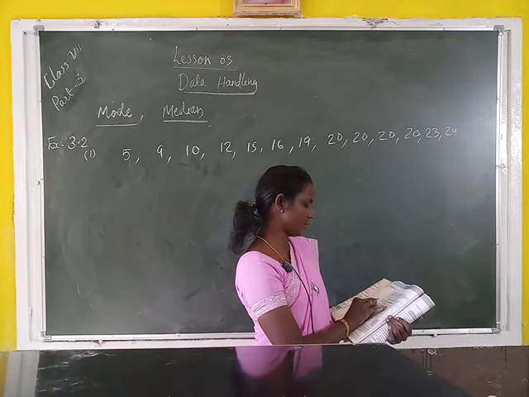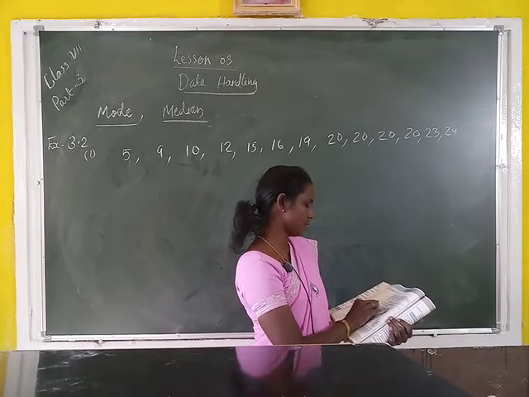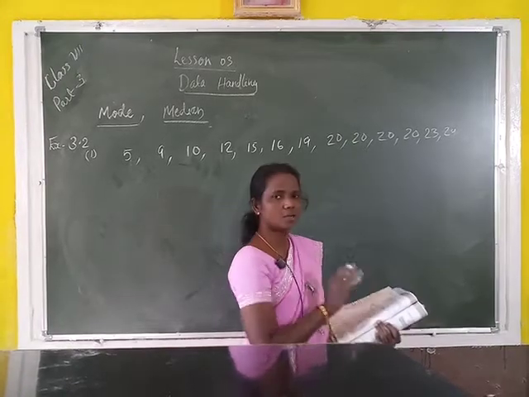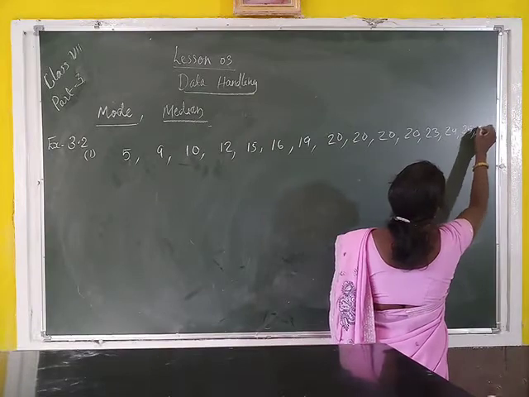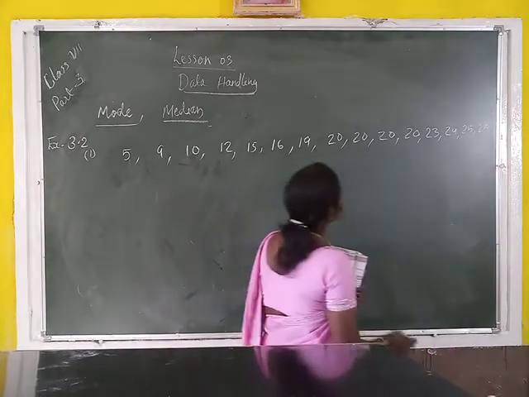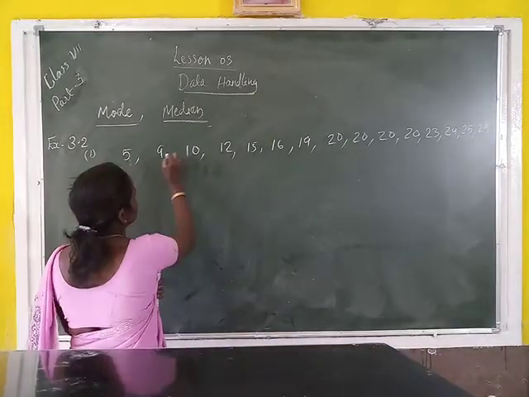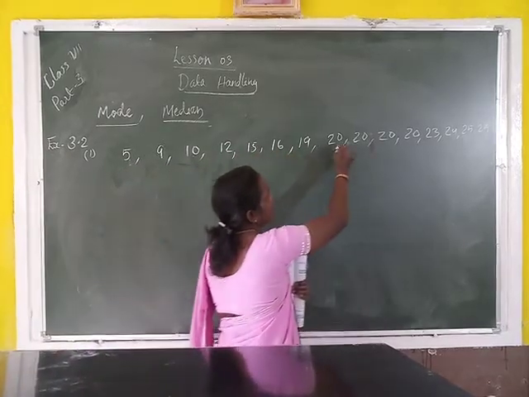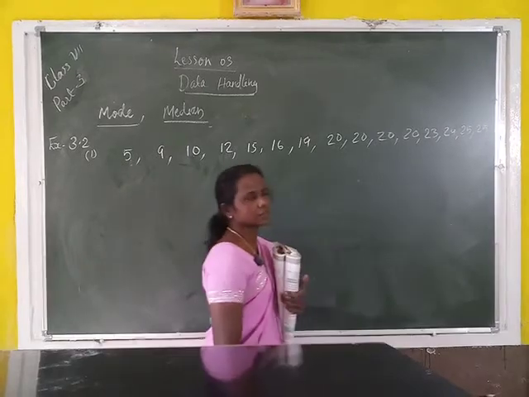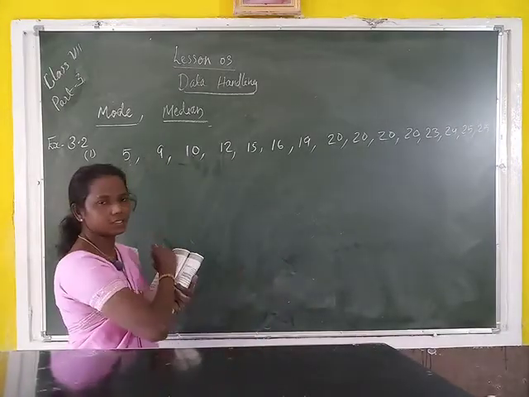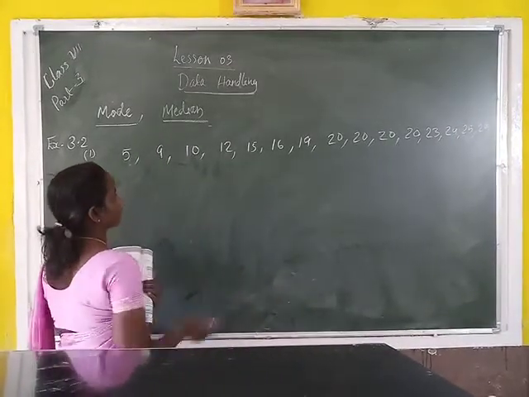How many times does 25 repeat here? 2 times. Then you can write 25 two times. Then count the total, how many numbers? 1, 2, 3, 4, 5, 6, 7, 8, 9, 10, 11, 12, 13, 14, 15. Then I will write the 15 students' numbers here.